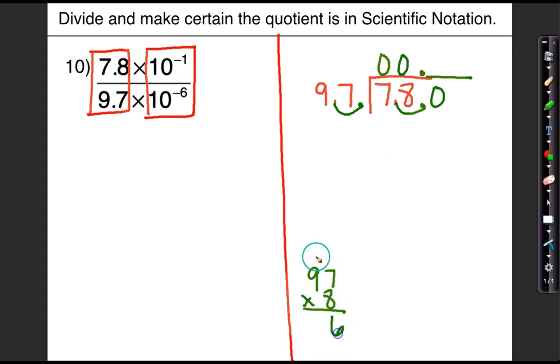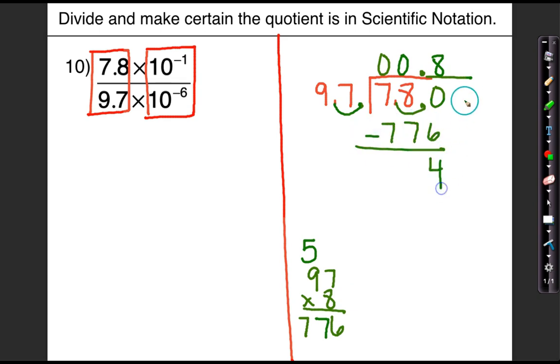7 times 8 is 56. Carry the 5. 72 plus 5 is 77. Guess what? It's good enough without it going over. So we're going to put an 8 on top of that 0. We're going to find the difference, which is a 4. Now, because it didn't work out nicely, we're going to go ahead and bring down a 0. So can 97 go into 40? The answer is no. So I'm going to put a 0. So that's going to be 0 with the remainder of 40.